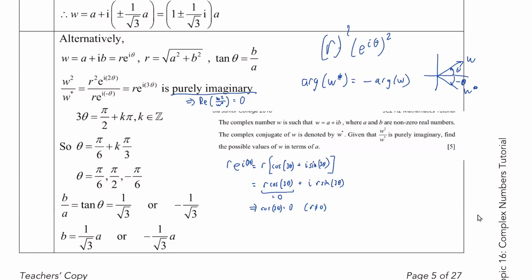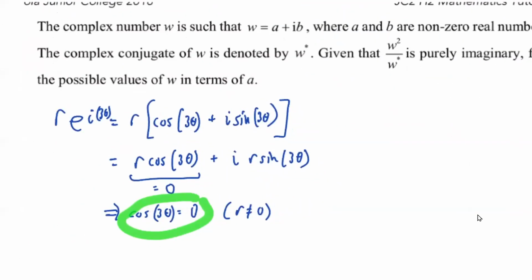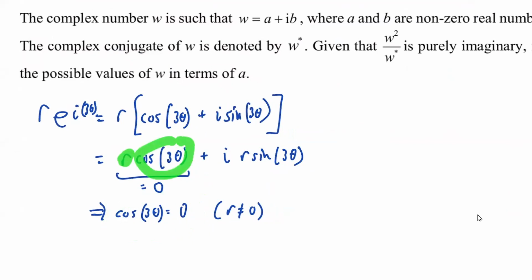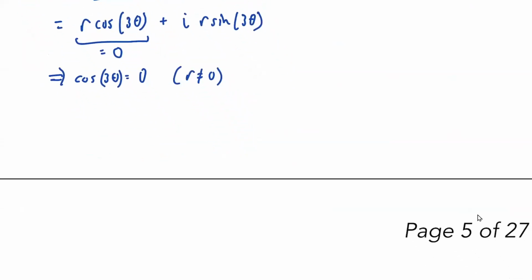If it's 0, then there's not much to do. W square over W star is also 0 square over W star, then it's just 0. Everything is 0, not important. So let's assume r is not 0. Then that means that cosine 3 theta must be 0. Right? R times cos 3 theta, r is not 0, so the other guy must be 0. So cosine 3 theta equals 0. How to solve this? Now you're ready to solve. How to solve cosine 3 theta equals 0?